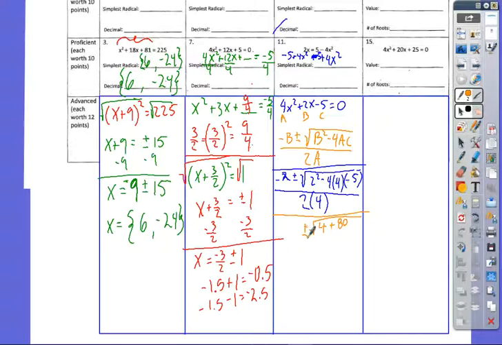We still have our plus or minus -2 all over 8. Doesn't sound as good with that. Need a number with more syllables.